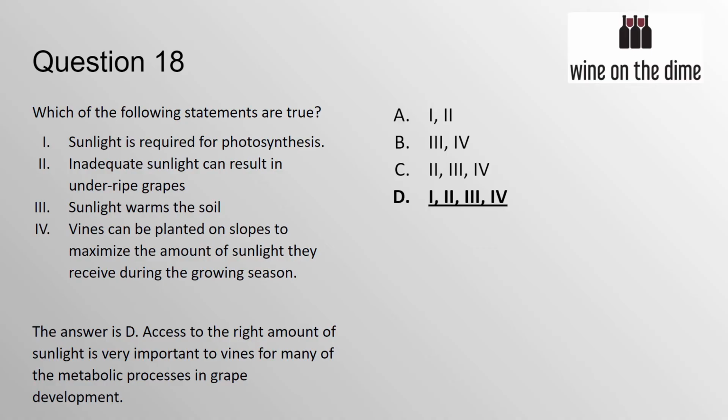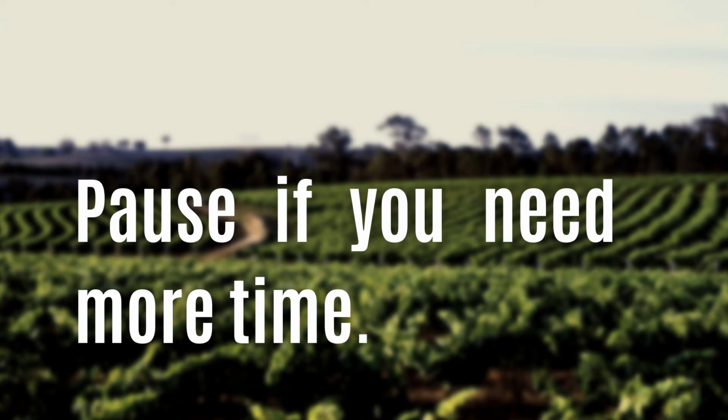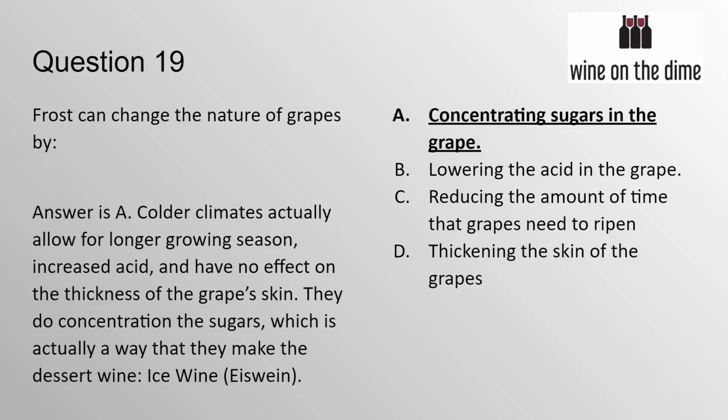Access to the right amount of sunlight is very important to vines for many of the metabolic processes in grape development. Question 19. Frost can change the nature of grapes by A. Concentrating sugars in the grape, B. Lowering the acid in the grape, C. Reducing the amount of time that grapes need to ripen, D. Thickening the skin of the grapes. So the answer here is A. Concentrating the sugars in the grape.